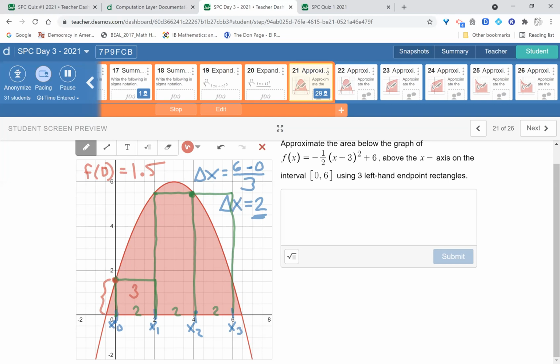How do I get the next height? Remember, I'm using left-hand endpoints. My left-hand endpoint right here is 2. So I'm going to plug 2 into the function and see what I get. When I plug 2 in, 2 minus 3 is negative 1. Negative 1 squared is 1. 1 times negative 1/2 is negative 1/2. 6 plus negative 1/2 is 5.5. Now, how do I find the area of the rectangle? It's 5.5 times 2. That's 11.